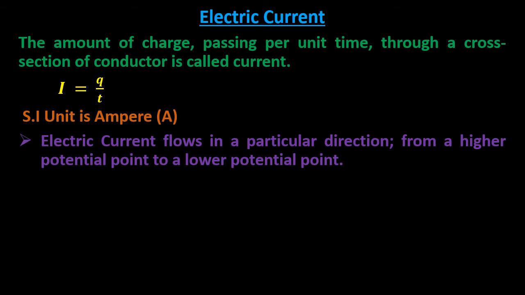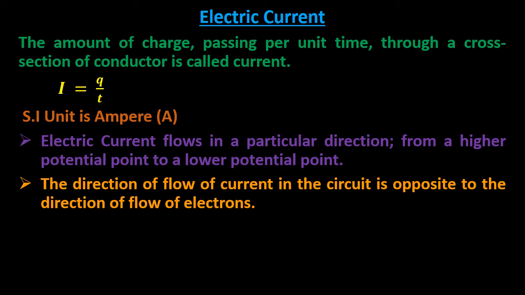Now there are two things about the current. The current flows in a particular direction, that is from a higher potential point to a lower potential point. And the second point is the direction of flow of current in a circuit is opposite to the flow of electrons. So normally we define the direction of current in a circuit from positive terminal of the battery to the negative terminal of the battery.